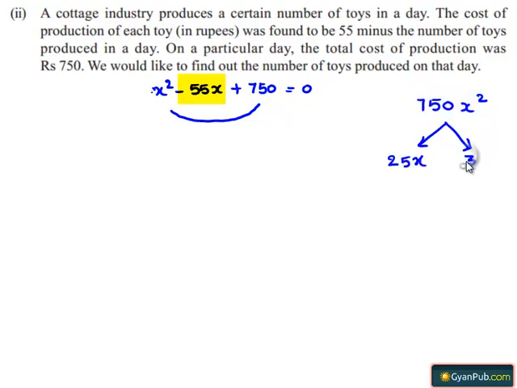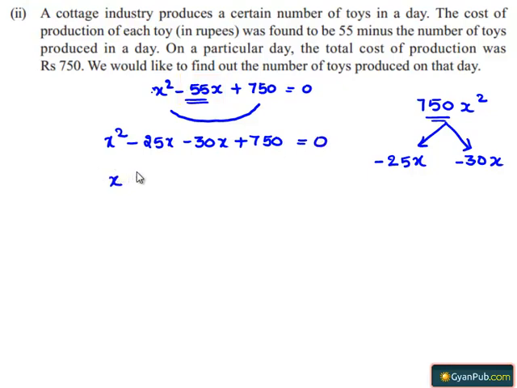Let us take 25x and 30x. 25x multiplied by 30x is 750x square. 25x plus 30x is 55x. Here we have minus 55x. So if we put a minus sign here, we get the sum as minus 55x and the product as 750x square. So minus 25x and minus 30x satisfy both the conditions. So we can replace minus 55x with minus 25x and minus 30x. So this is x square minus 25x minus 30x plus 750 is equal to 0.